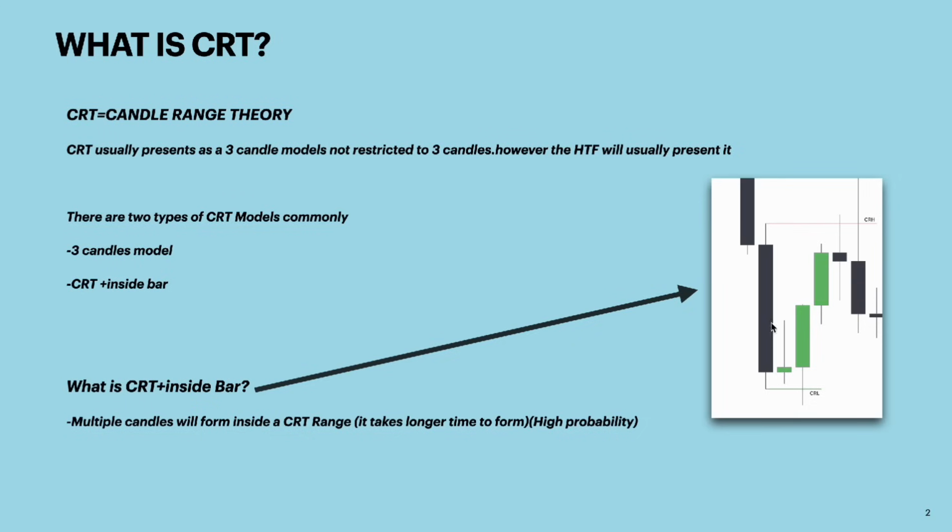As explained, this setup involves more than three candles to complete the movement from one end of the range to the other. Multiple candles form within the CRT range. To clarify, the range is defined by the first candle. The key difference between a CRT plus inside bar and a standard three-candle CRT is that the former takes longer to form. However, it offers a higher probability of success, making it particularly beneficial for traders who prefer to wait for confirmation or for those who are newer to trading.